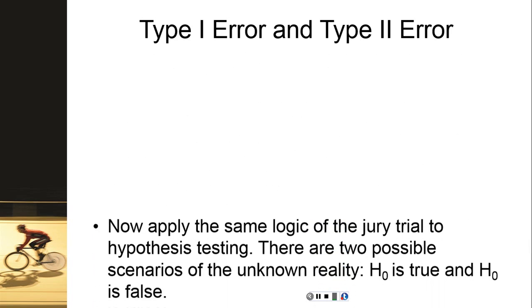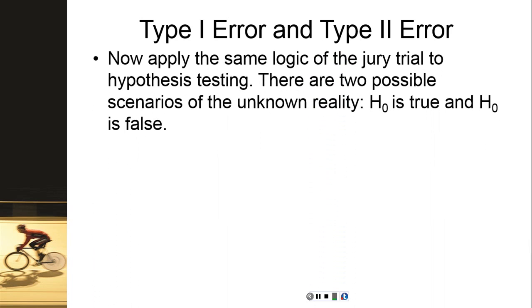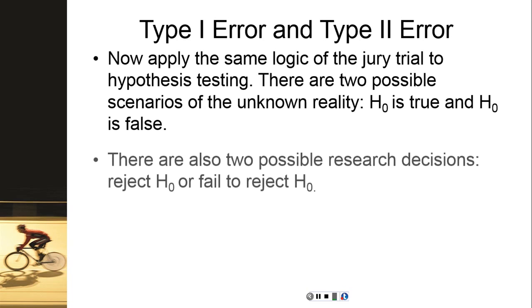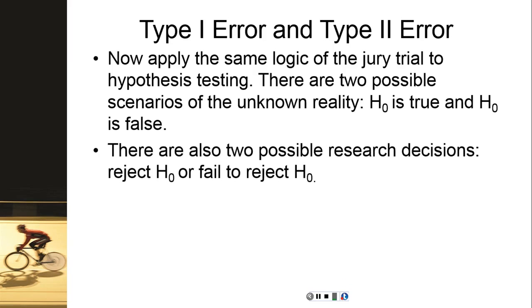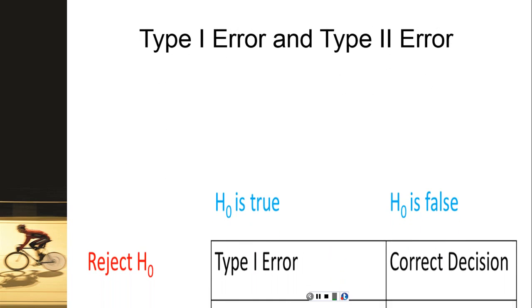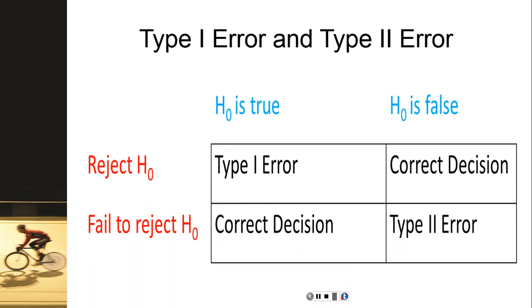Okay, now applying the same logic of the jury trial to hypothesis testing, there are two possible scenarios of the unknown reality in the research world: H0 is true and H0 is false. There are also two possible research decisions: reject H0 and fail to reject H0. When we put those two unknown realities and two research decisions together, again, we see this table. There are four possible outcomes.